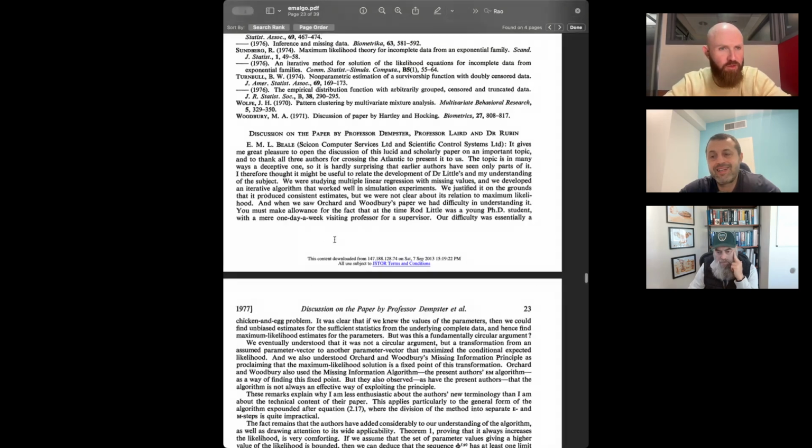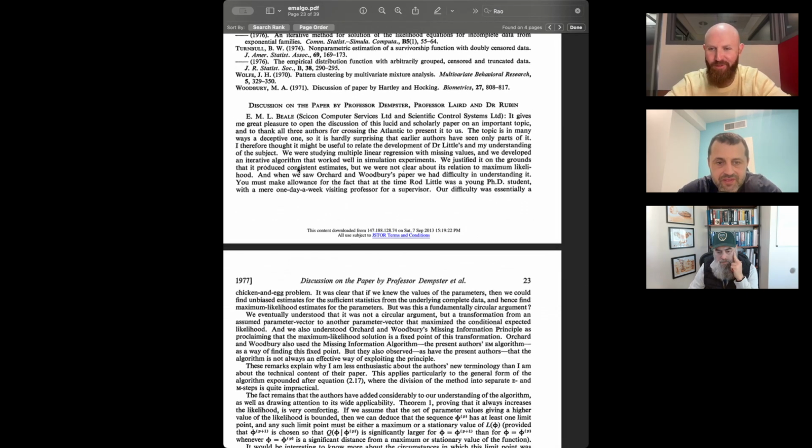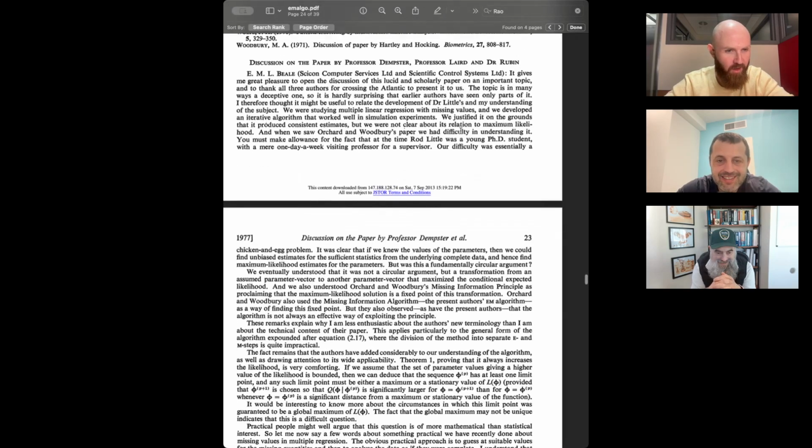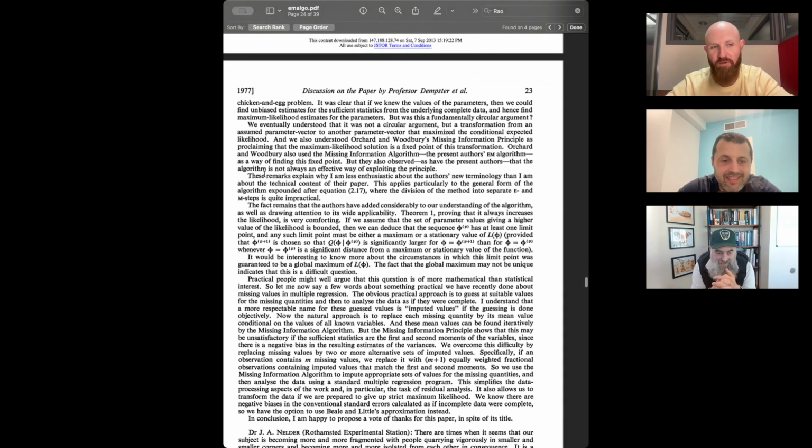So I wanted to add something interesting. At the end of the paper, if you can see it, there are the reviewers and what they wrote. It says discussion on the paper by the three authors. The first professor that wrote his review is E. M. L. Beale. And he says, it gives me great pleasure to open the discussion of this lucid and scholarly paper on an important topic, and to thank all three authors for crossing the Atlantic to present it to us. At some point, he says, for example, these remarks explain why I'm less enthusiastic about the authors' new terminology than I am about the technical content of the paper.